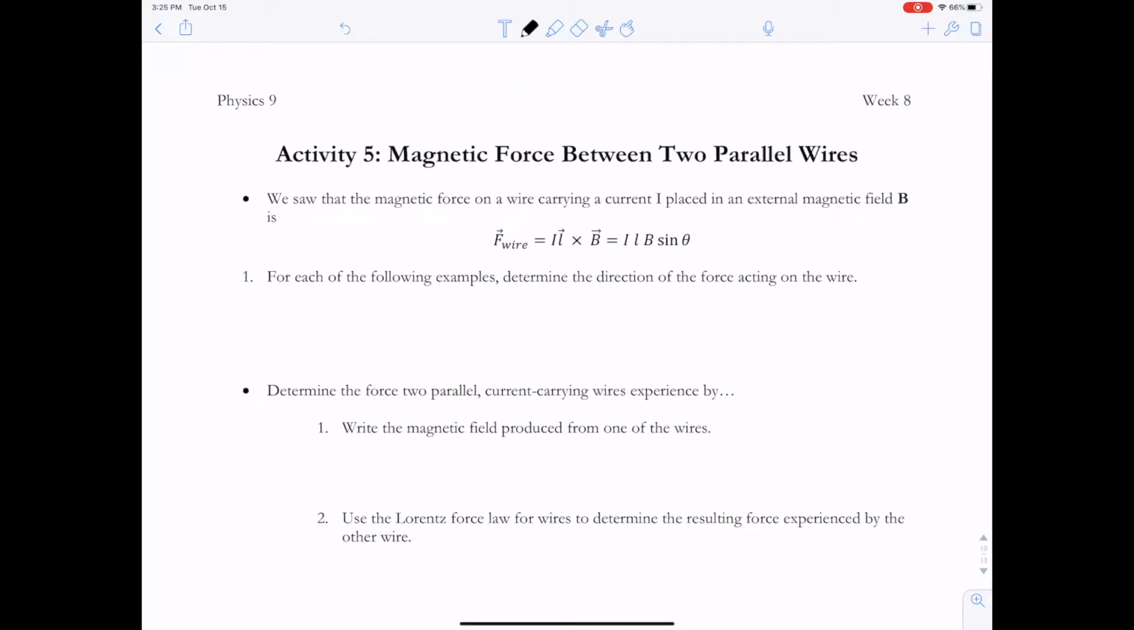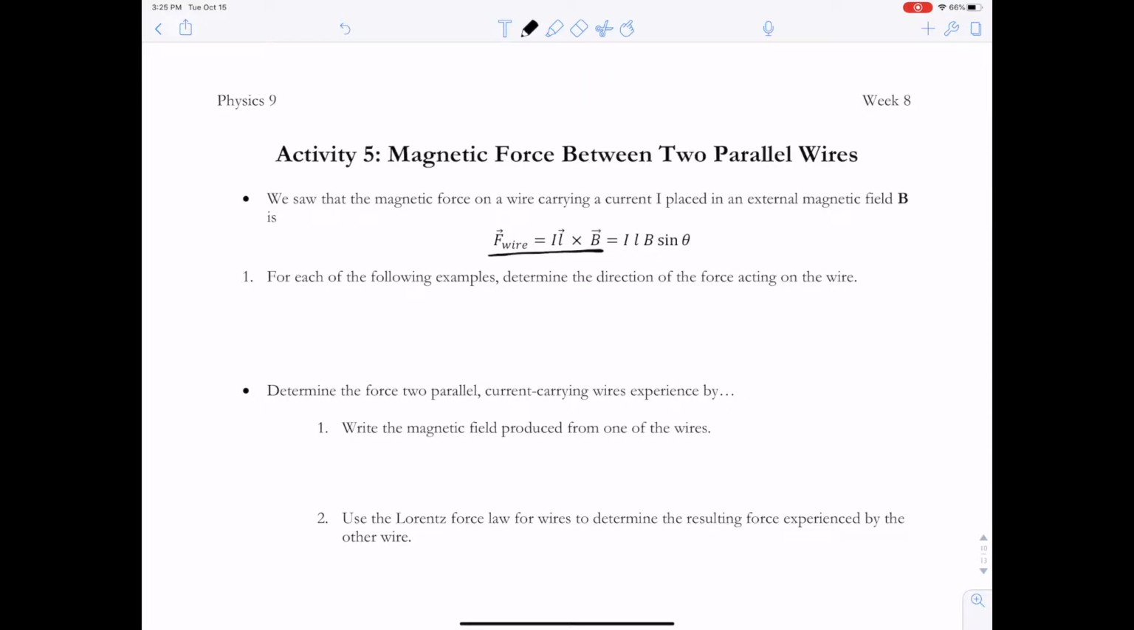Now that we know a wire carrying a current I, when placed in an external magnetic field B, experiences a force, and that force is equal to IL cross B, the next question is, what happens if we have two wires, each carrying a current I, placed near each other?